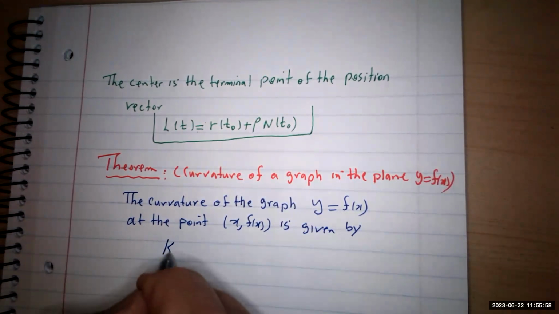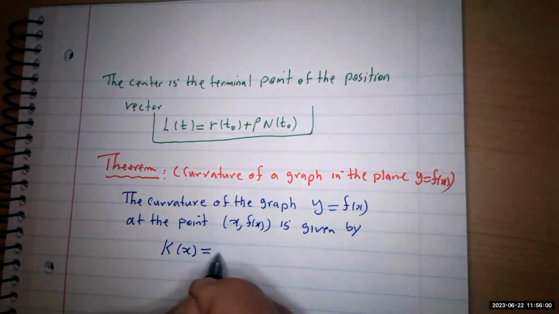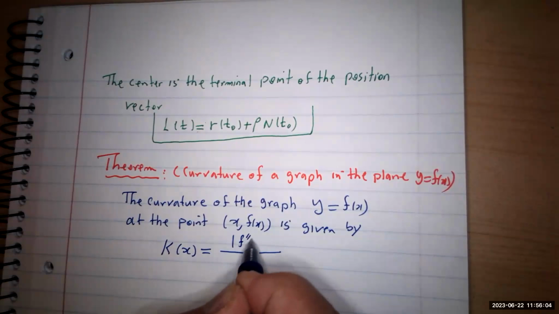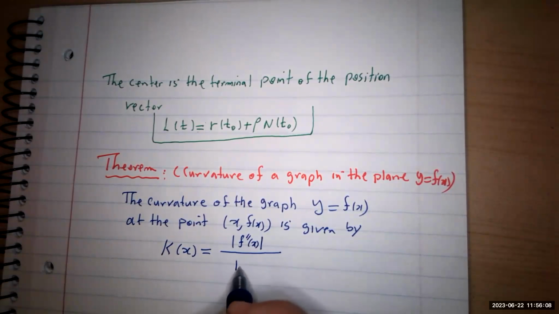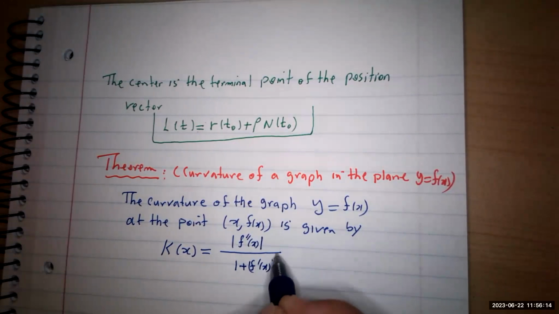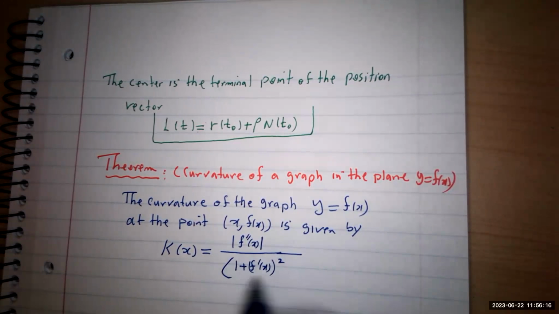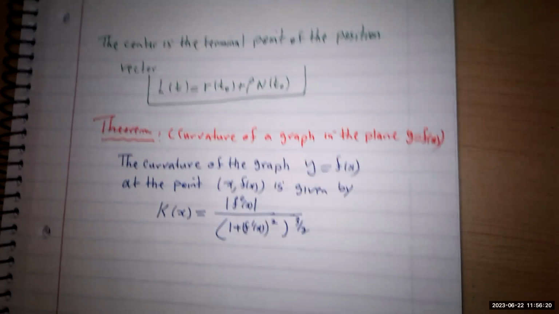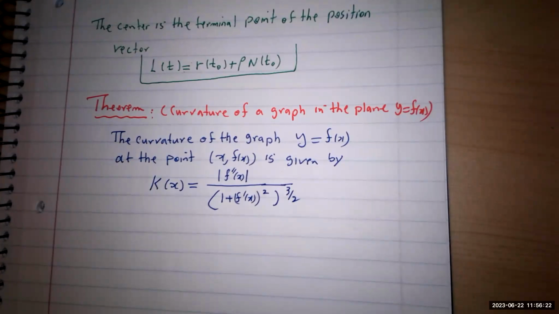this is the type that we use in differential equations. K of x is equal to the absolute value of f double prime of x divided by 1 plus f prime of x squared, everything to the 3/2. If you want to solve your assignment, use this one. The one that you have on the test is a vector valued function, so you'll be fine.